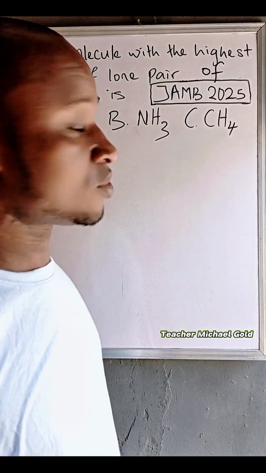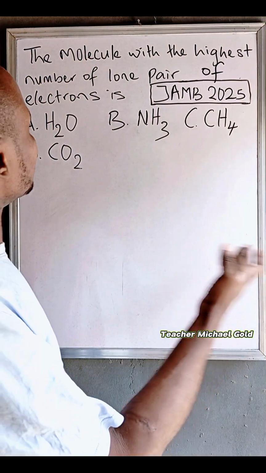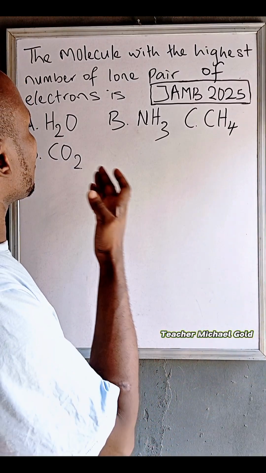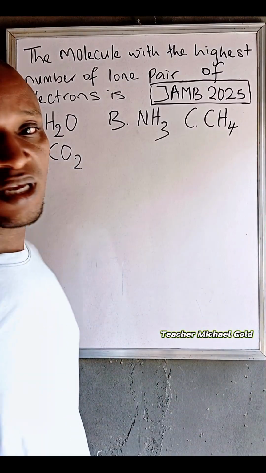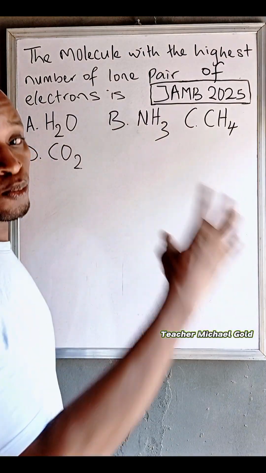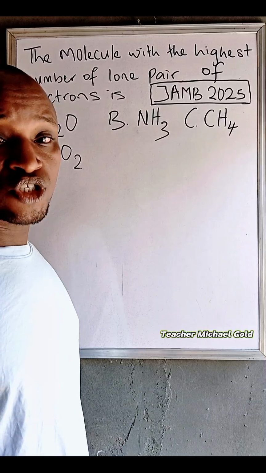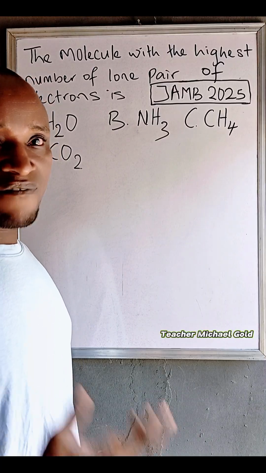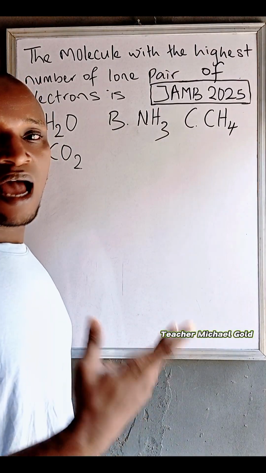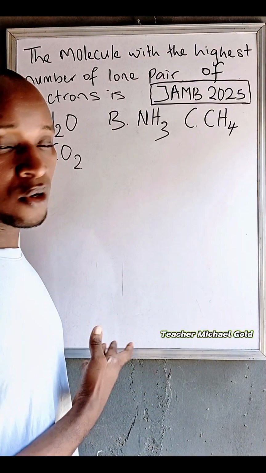Let's answer this question on the board. The molecule with the highest number of lone pairs of electrons is... Now, for us to answer this question, we must first of all draw these molecules in their Lewis dot formula. After drawing that, you can now detect how many lone pairs are available in each molecule.